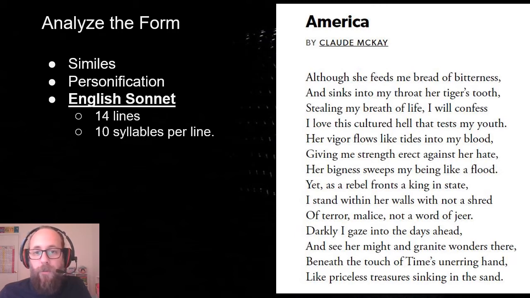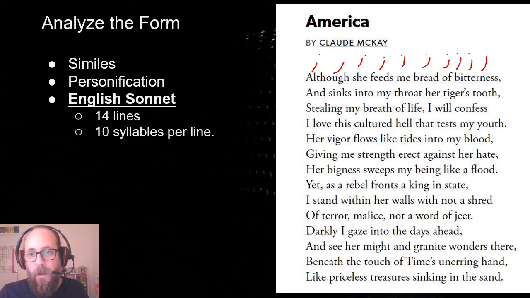I'm going to count the first line off so that you can see how I do this. And then I want you to check some of these other lines. Just check 4 or 5 of them. So, although, syllables, although, okay. So I'm going to mark them here. Although she feeds me bread of bitterness. How many is that? 1, 2, 3, 4, 5, 6, 7, 8, 9, 10.